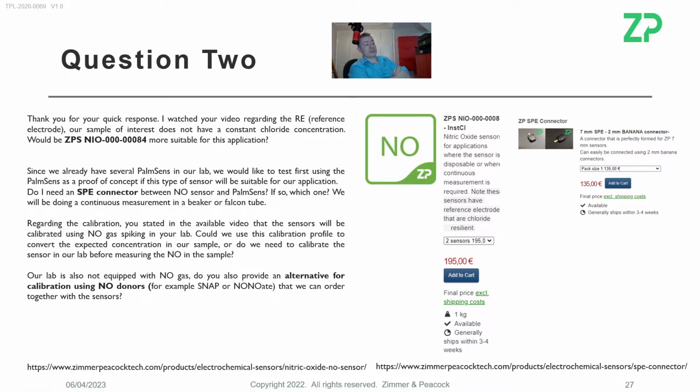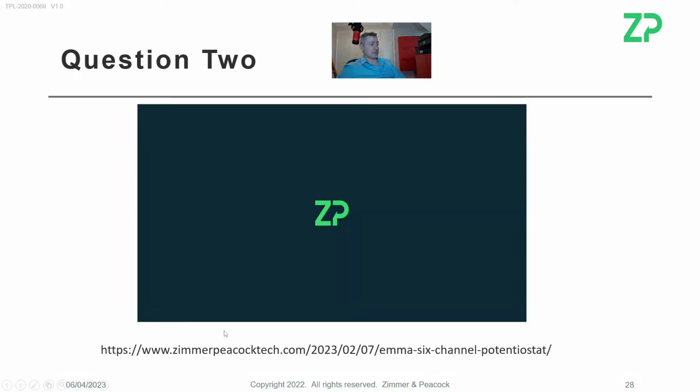They do ask here whether they can use an NO donor. The quick answer is we do use nitric oxide cylinders, but we also use NO donors ourselves. And they ask, can you order with the sensors? The quick answer is I've intended to do that, but I haven't done that as of yet.